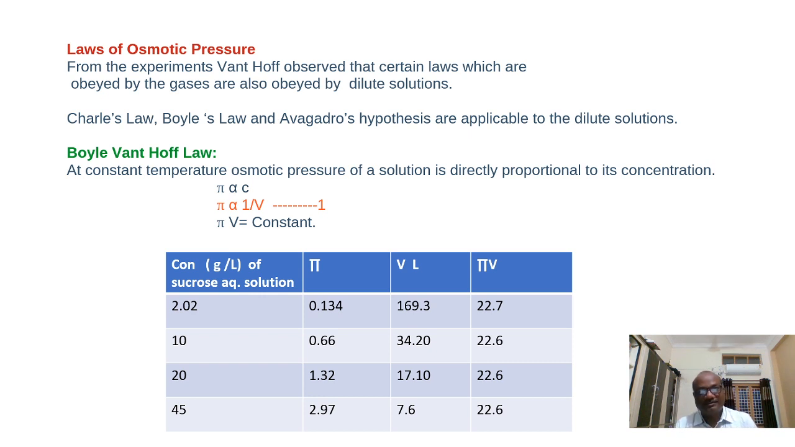Osmotic pressure means the pressure developed on the solution side when a solution and solvent are separated by a semi-permeable membrane, due to movement of solvent molecules from solvent to solution. Okay, these things we have discussed in the last class. Now we see what the laws of osmotic pressure are. They are also called Van 't Hoff laws of osmotic pressure.